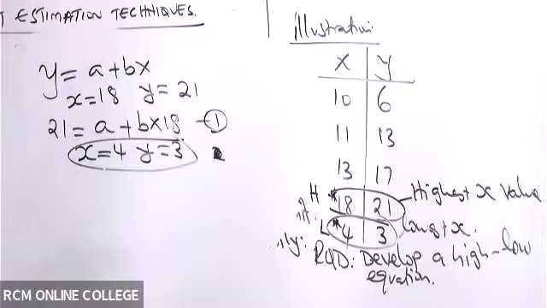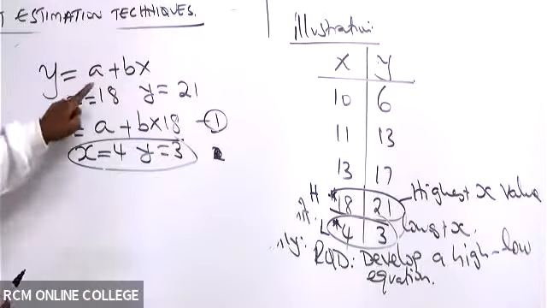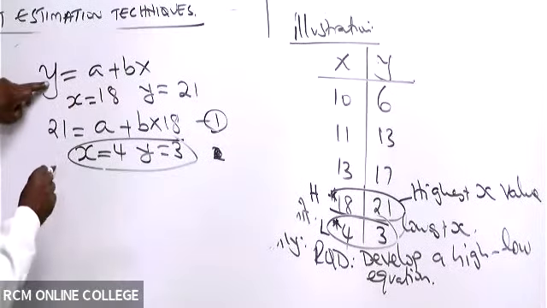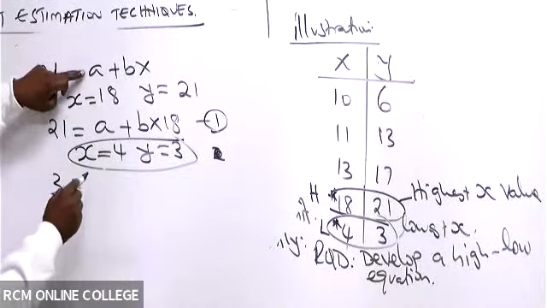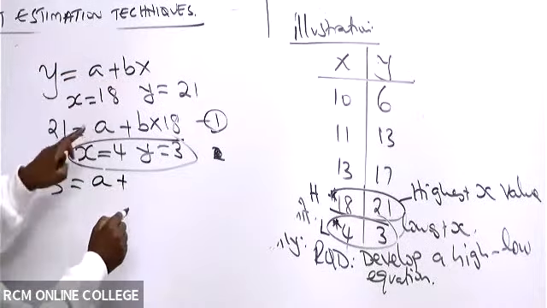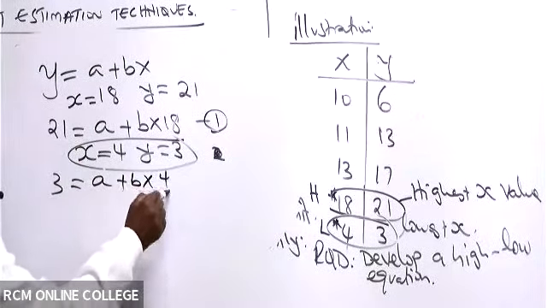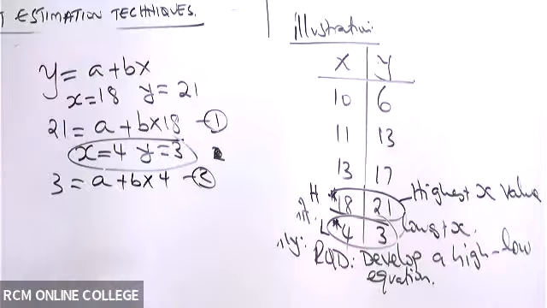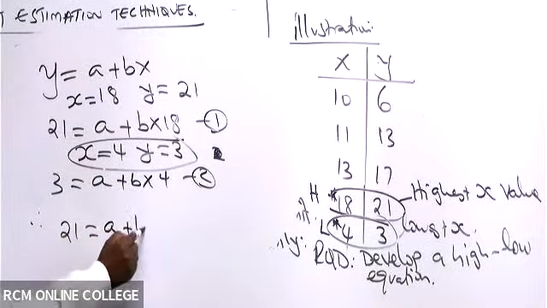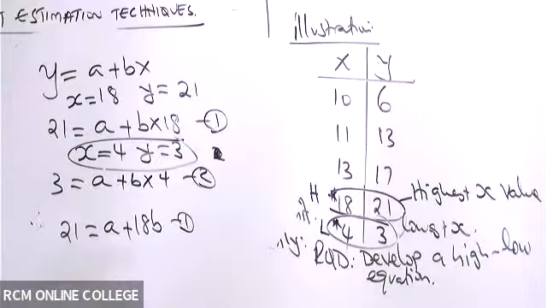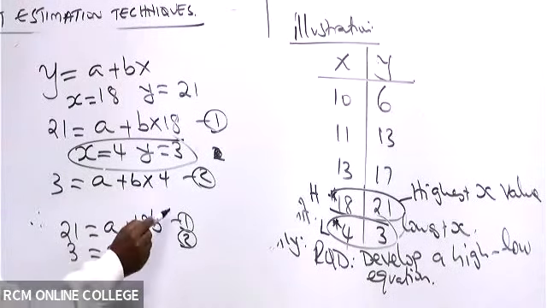So the second equation, remember, I'm plugging into this general form. My y is 3, so 3 equals a plus bx. And x is what here? So b times 4. Equation number 2. So now, therefore, it will be 21 equals a plus 18b for equation number 1. Equation number 2 will be 3 equals a plus 4b.